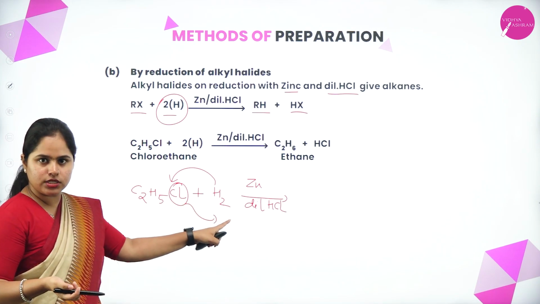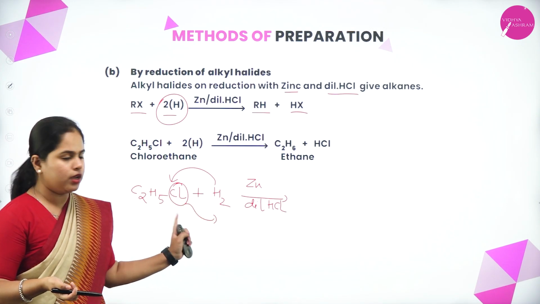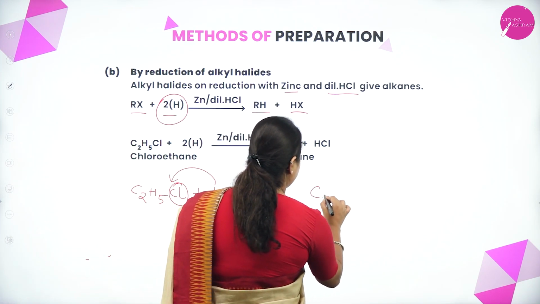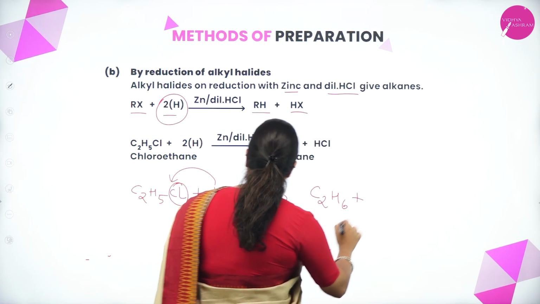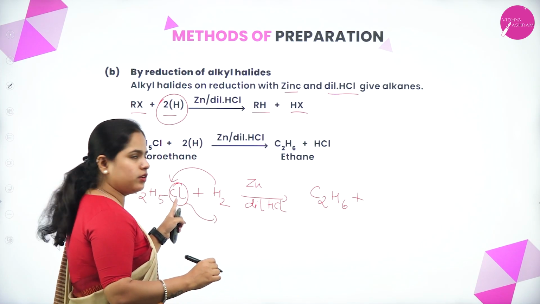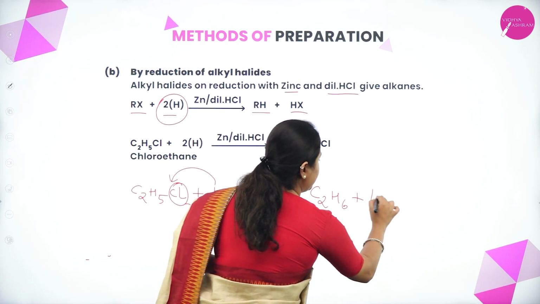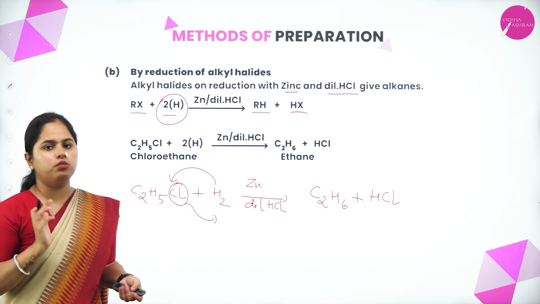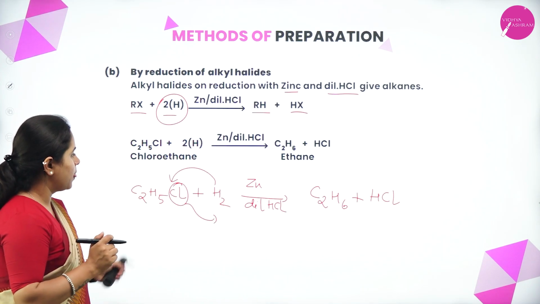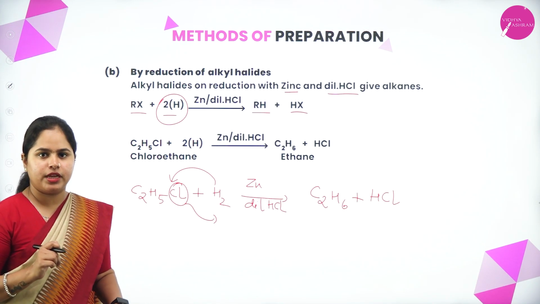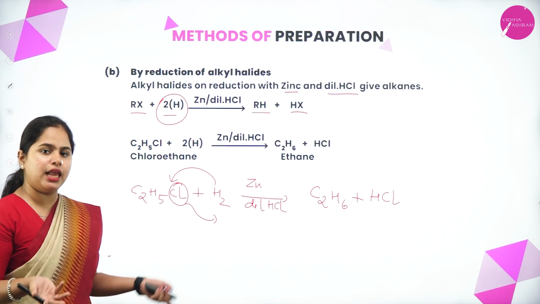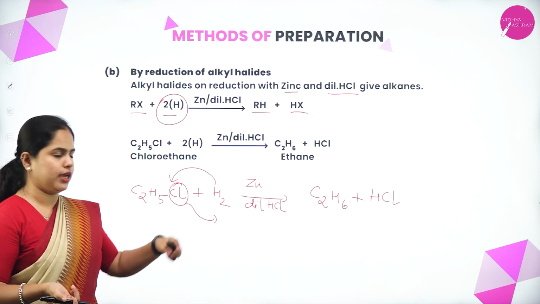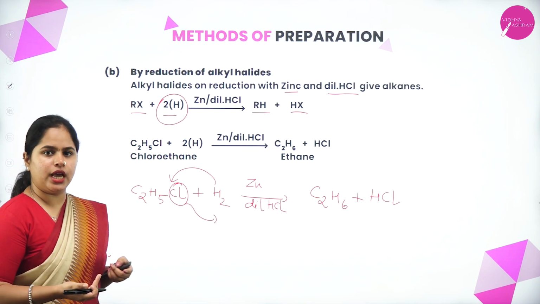And one more hydrogen is here, and the chlorine which is removed will attach with the next hydrogen. So you are going to get C2H6, and the chlorine which is removed from here will be present as HCl. So I hope this is clear for you. This is how you get the alkane. And if it was bromine here, you will get hydrogen bromide, HBr. Right, the corresponding hydrogen halide you will obtain.